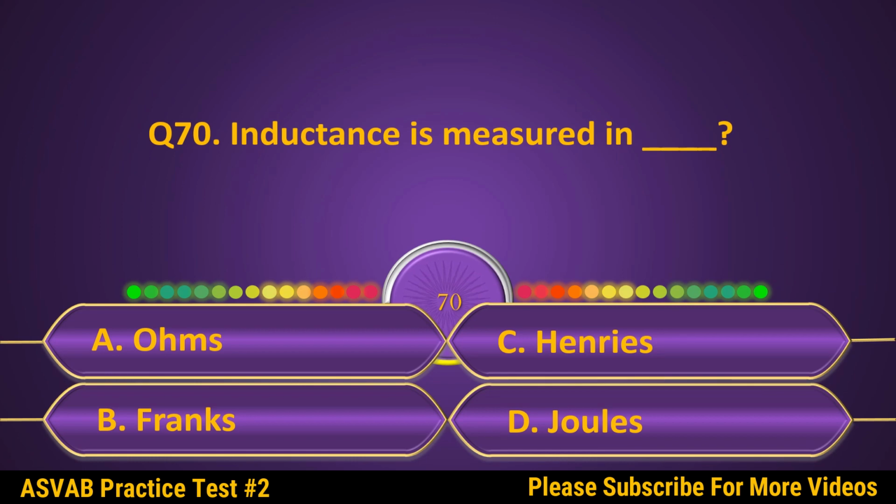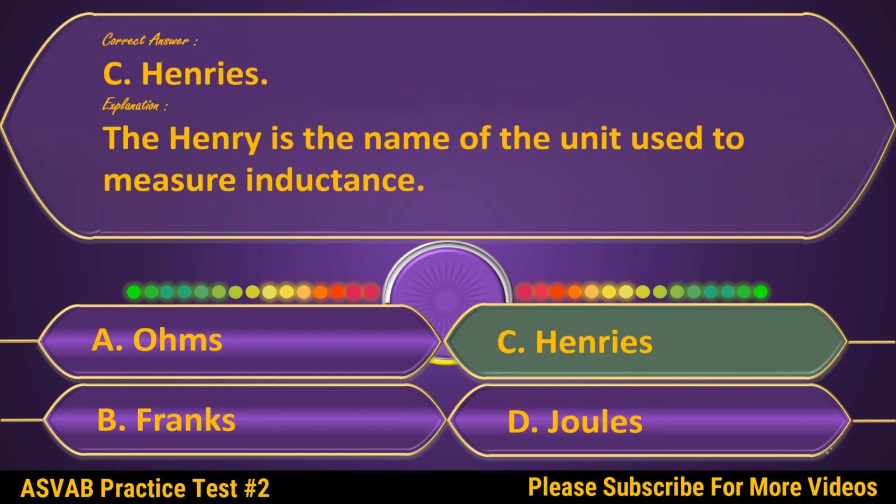Question number 70. Inductance is measured in blank. The options are A. Ohms, B. Francs, C. Henries, or D. Joules. The correct answer is option C, Henries. The Henry is the name of the unit used to measure inductance.